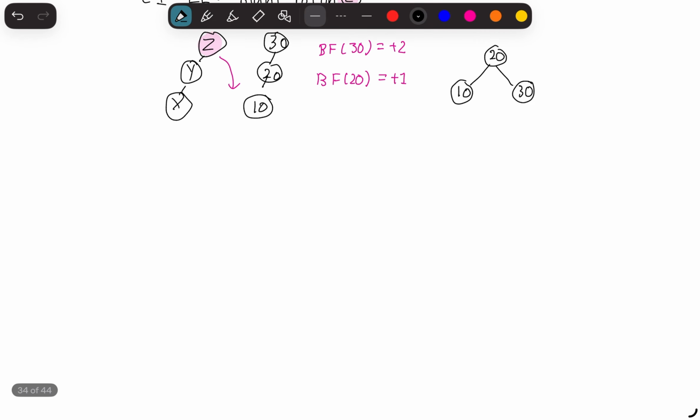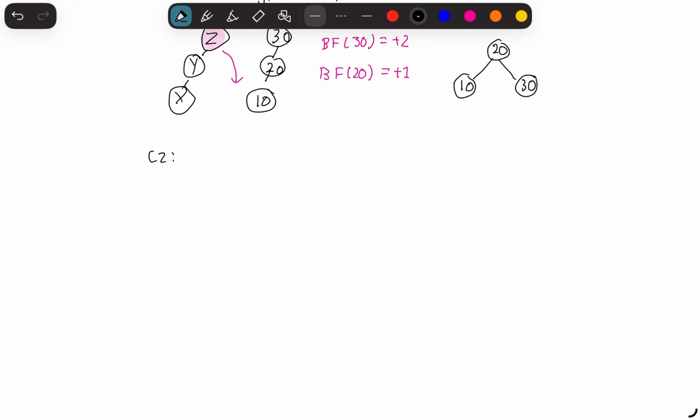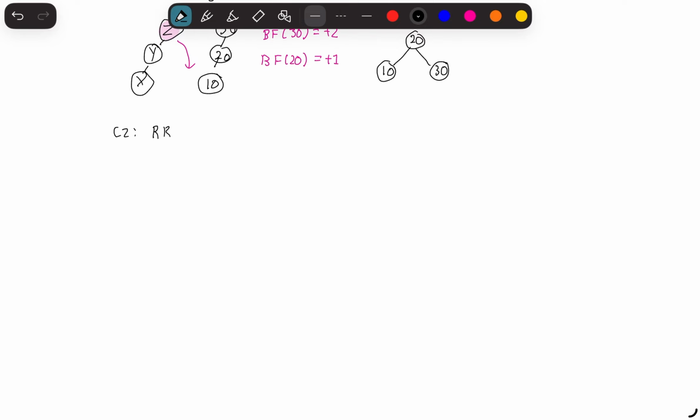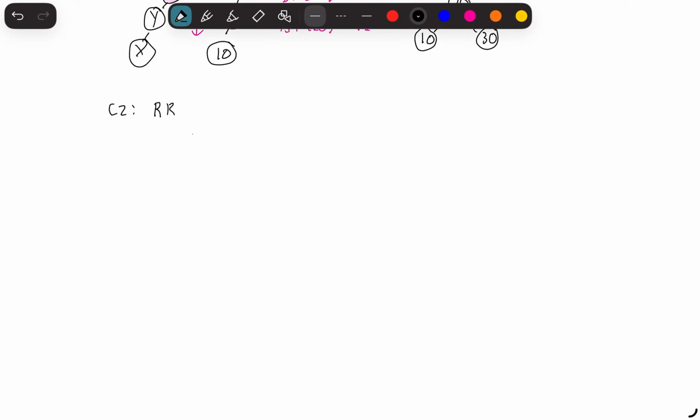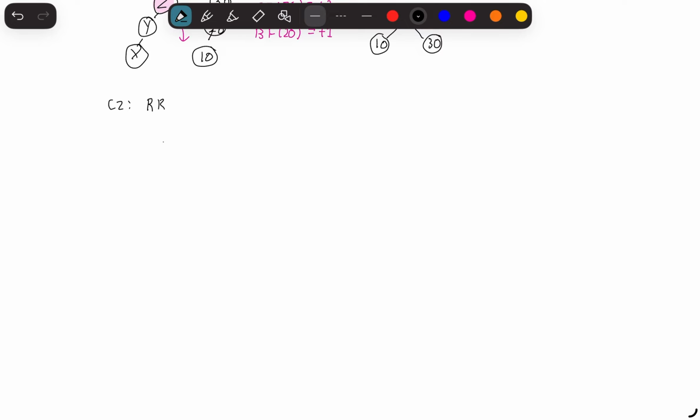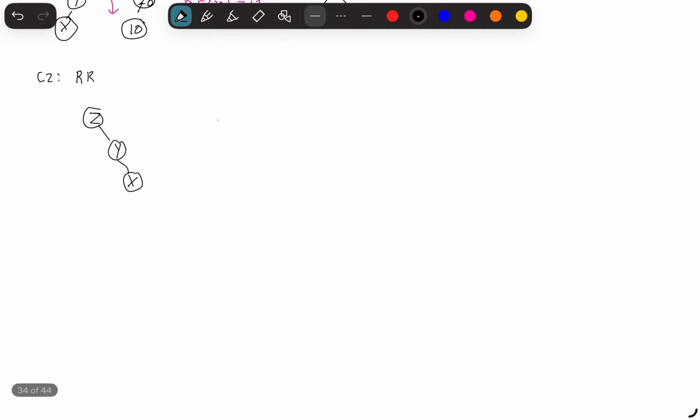So now let's move on to our second case, case 2. This is when you have a right-right case. Right-right just means that you have a majority of your tree on the right side of your parent node. So you're going to have Z, Y, and you're going to have X here. And an example of this is going to be 10, 20, 30. We can see initially it also matches the initial conditions of a binary search tree where all the values on the left are less and all the values on the right are greater.